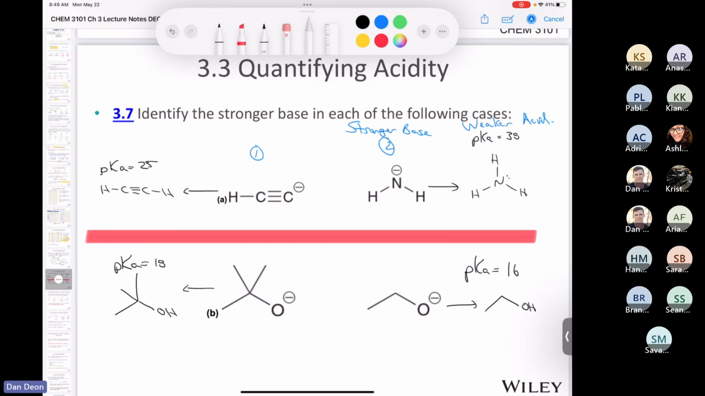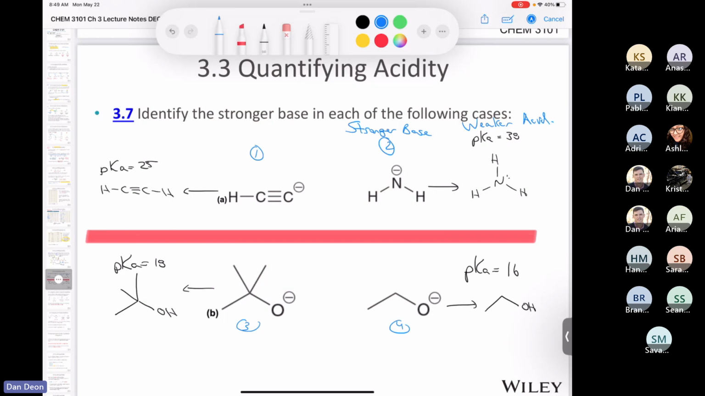All right, so if we look at the two of these, I'll call this one 3, and I'll call this one 4. Which one is going to be the stronger base? Would it be 3 or 4? Absolutely, it's going to be 3, right?